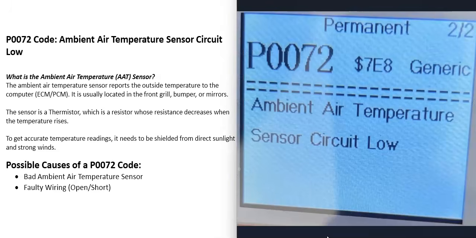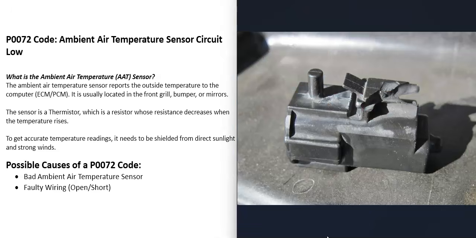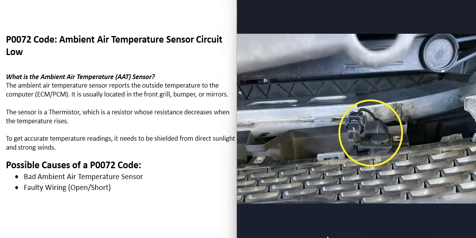And so what would be some possible causes of a P0072 code? Well, the main thing that's going to cause this is either that ambient air temperature sensor has gone bad and needs to be replaced, or the wiring going to it. And so there are going to be some different ways to go about troubleshooting this.